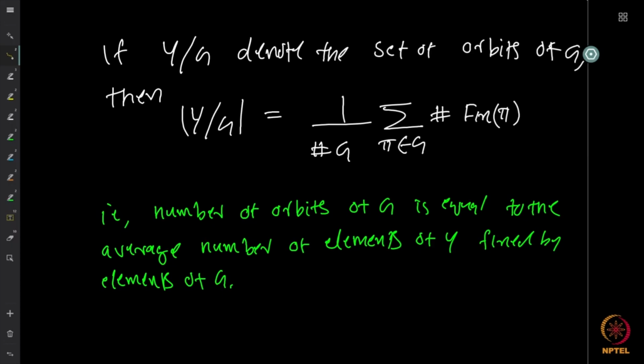This is the orbit. Then the cardinality of Y mod G is equal to 1 by the cardinality of G, times the summation over all the permutations pi in G of the cardinality of the fix of pi, right? Here the number of orbits of G is equal to the average number of elements of Y fixed by the elements of G. This is what Burnside's lemma says. Okay, so we will see a proof for this in the next class.